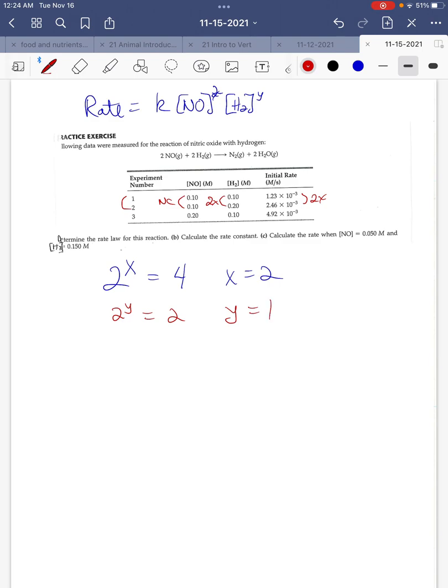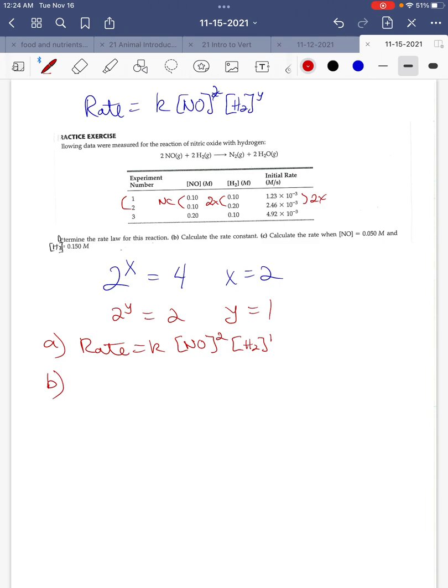So our rate law then is rate equals K, NO2 concentration squared, H2 concentration to the first. There's my rate law.